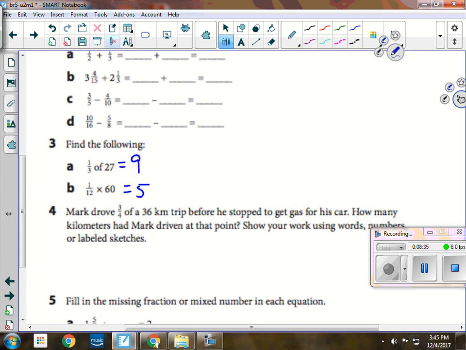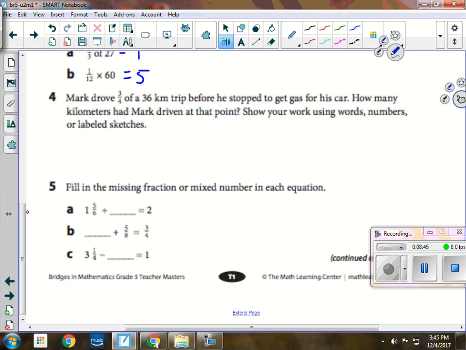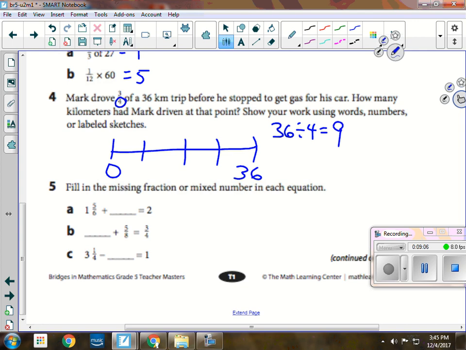Now, if this said 3/12 of 60, we would take 5 and do 3 of those. It would be 15. The question down here, Mark is going on a trip. He does 3/4 before he stops to get gas, is the same kind of question. How far did he go until he had to go get some gas? So it's 36 kilometers. So we're going to cut it into fourths. I always cut it in half and then half again. There's our 4 parts. 36 divided by 4 equals 9. So that's 9 for each segment of the trip.